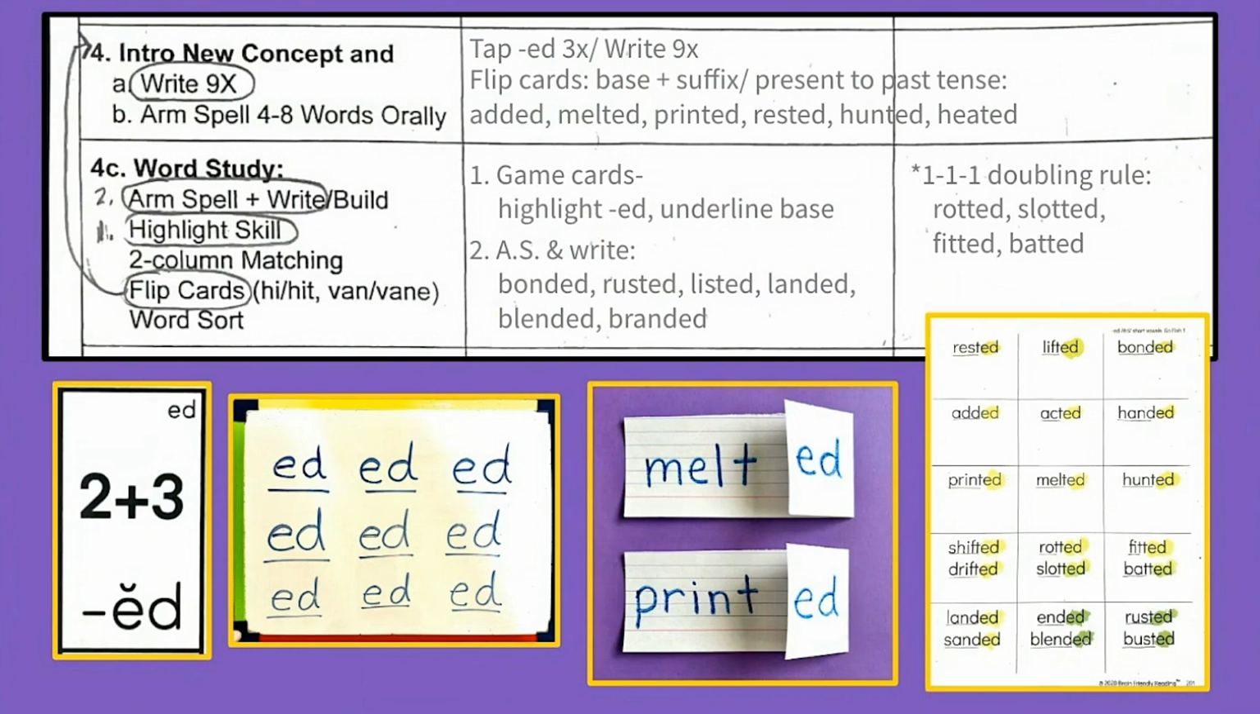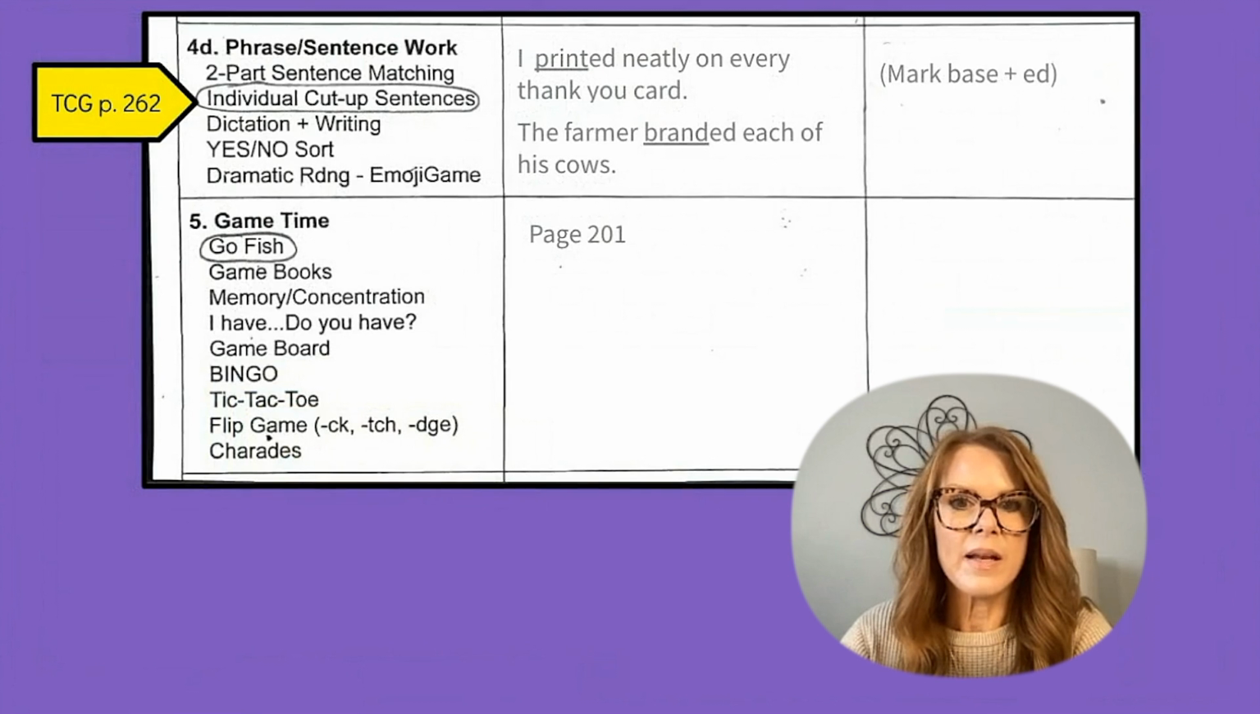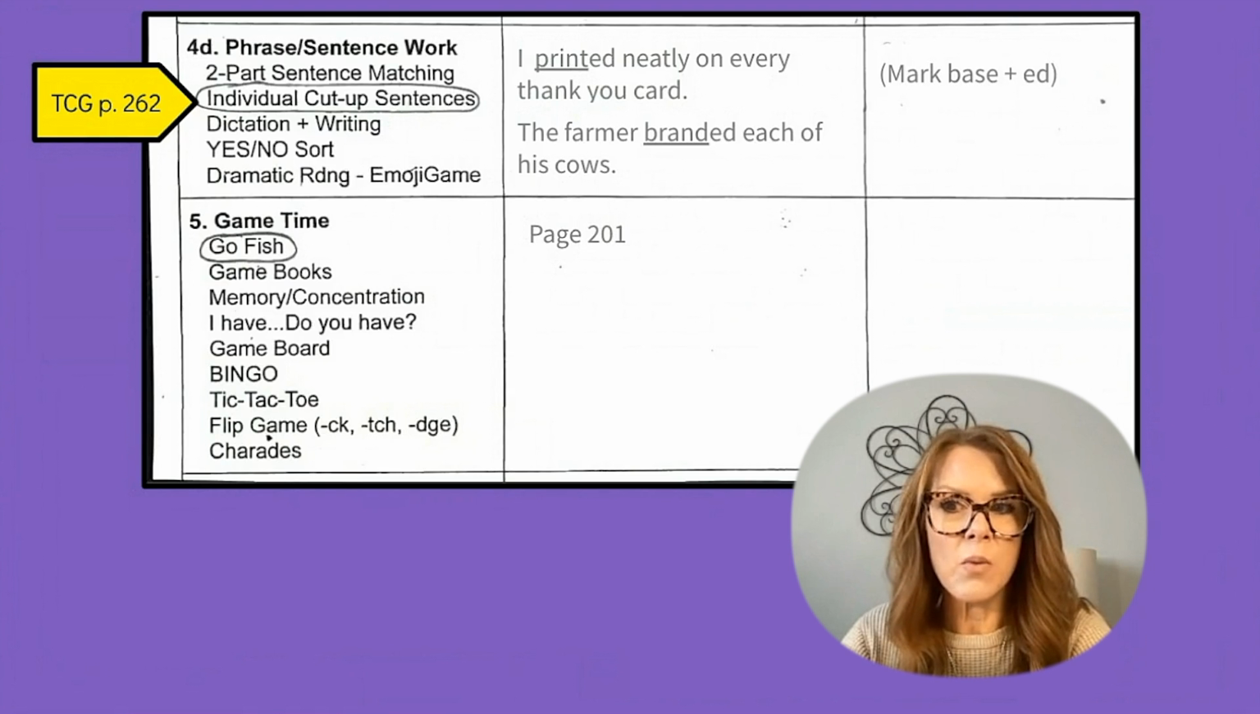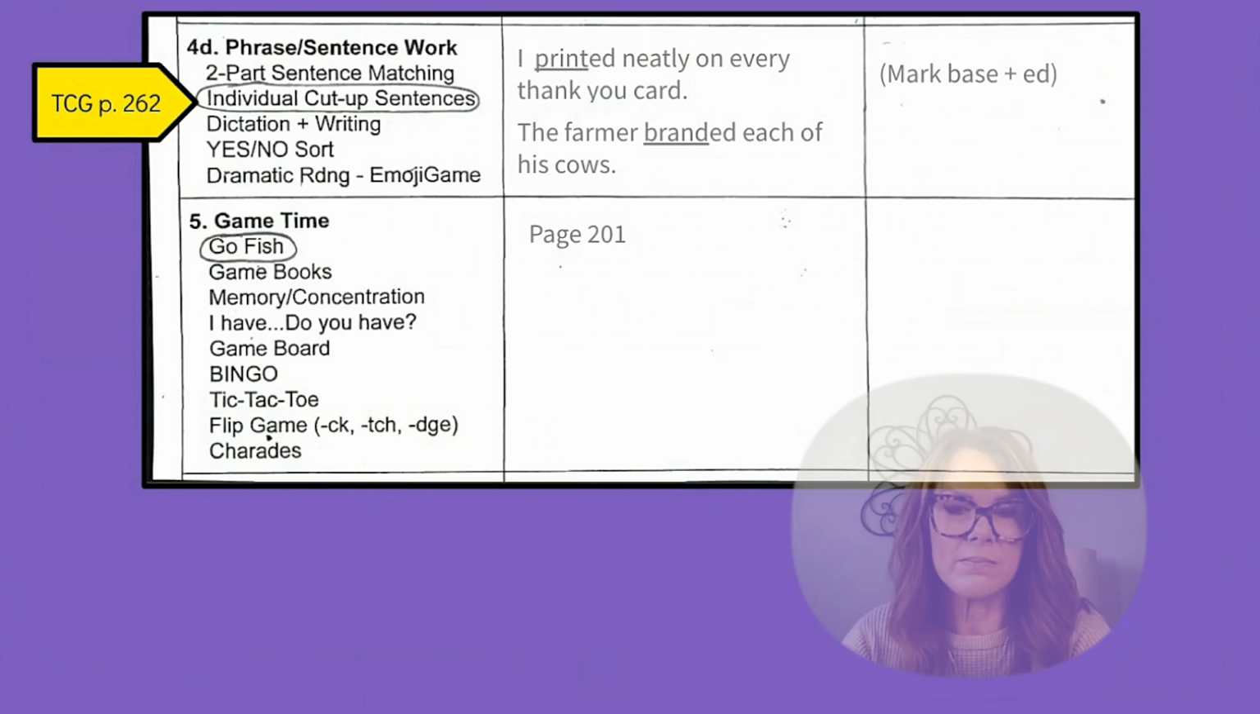After marking and reading all of the words on the game page, I will then dictate 6 words for my students to arm spell and write on paper. The next component in our lesson is phrase or sentence work. This can be done before or after playing the game if you have time, or you can focus on sentence work and more word study activities for day 2 of the lesson.